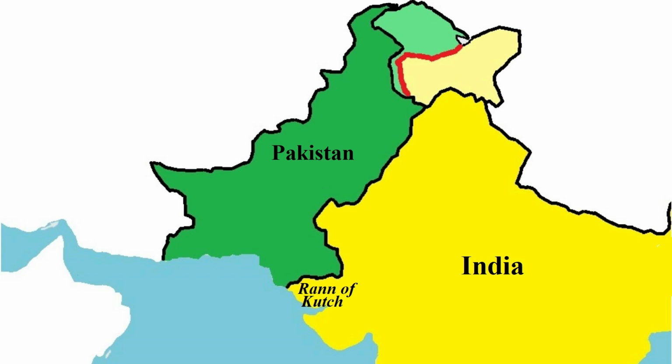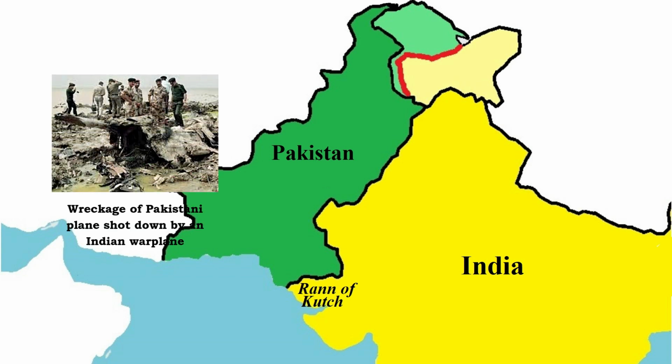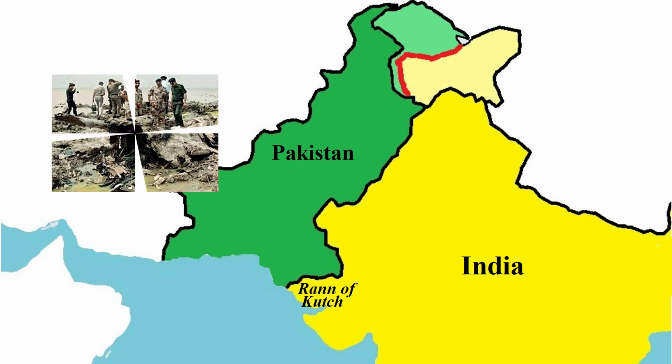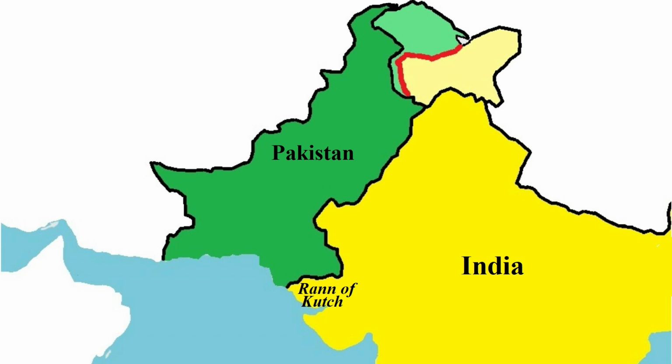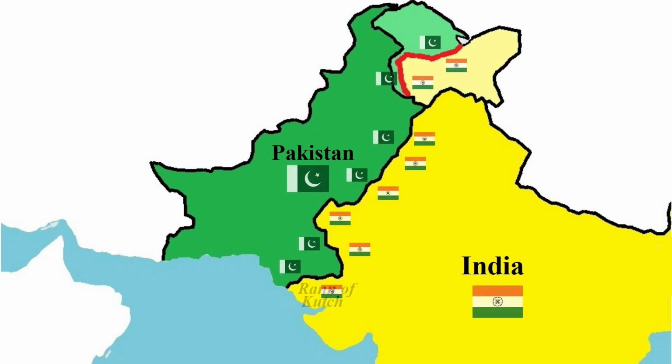In August 1999, 1 month after the war ended, an Indian warplane shot down a Pakistani patrol aircraft, aggravating the already volatile situation. Then in 2002, the two nations nearly came to war, both deploying hundreds of thousands of troops on their common border following a Pakistani militant attack on the Indian parliament in December 2001.